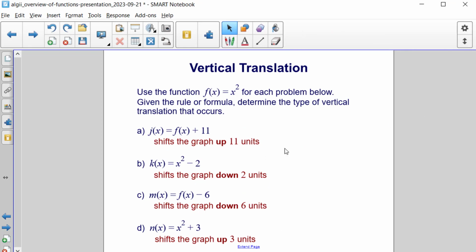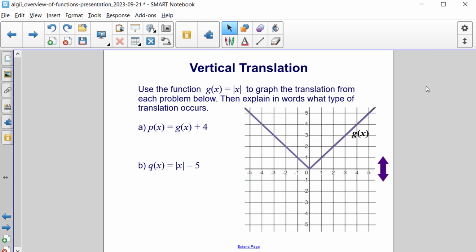And here are the solutions to these 4 example problems, and the solutions that appear match the solutions that we found. Here's another example on vertical translations. We're going to use the function g of x, which is equal to the absolute value of x, to graph the translation from each problem below. Then explain in words what type of translation occurs.